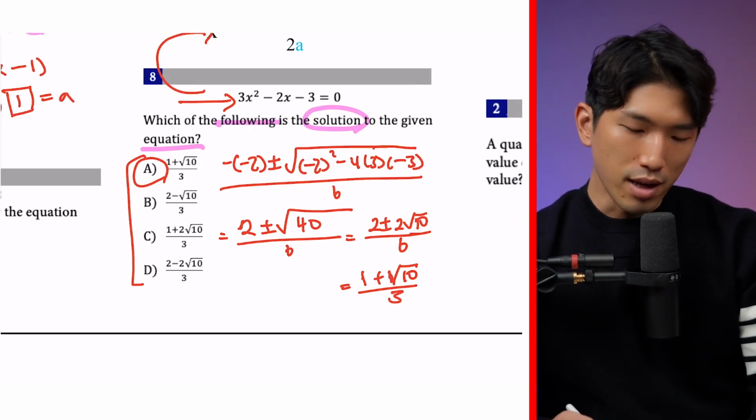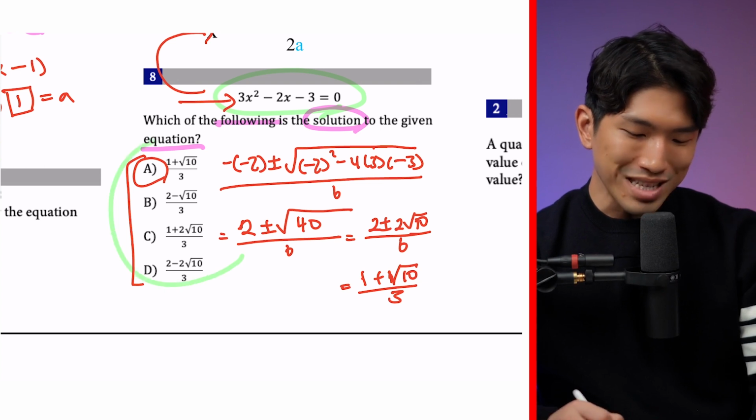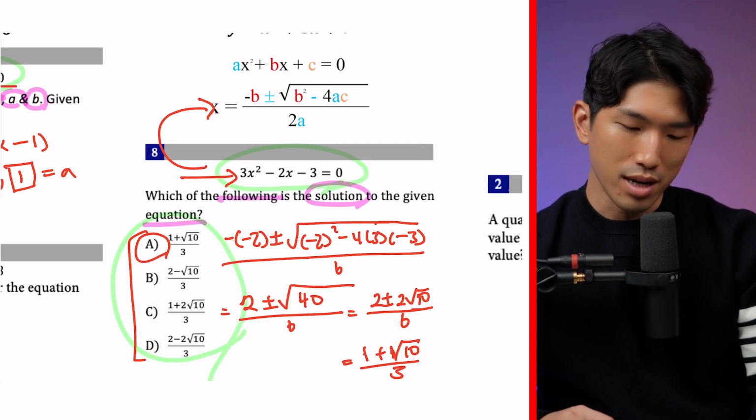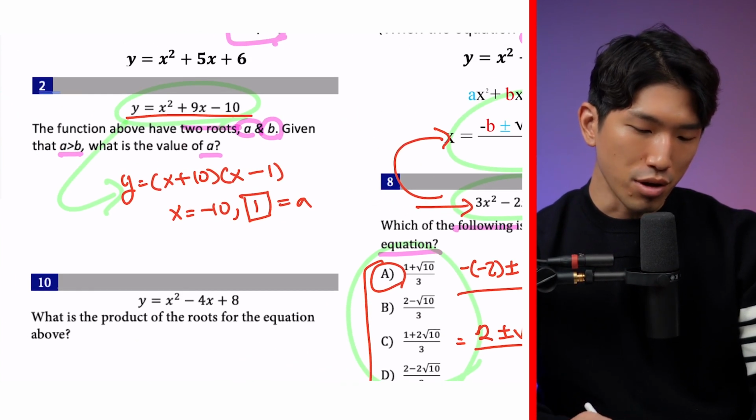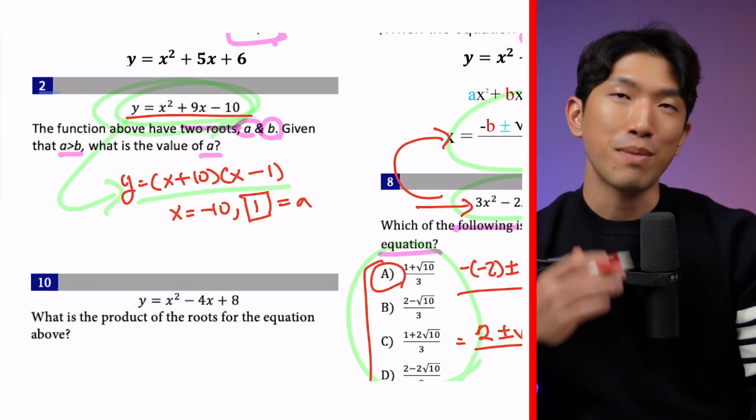So the main takeaway is, if the numbers look complicated or you already see radicals in the answer choices, plug it into the quadratic formula because it's not going to be factorable. But if the numbers are looking nice and simple, try to factor it out because it's going to be faster.